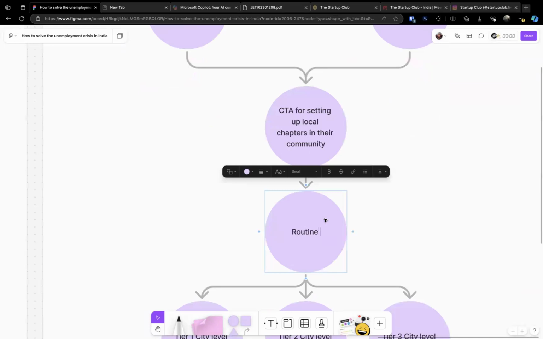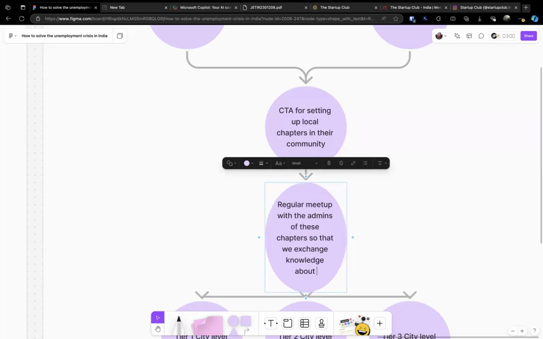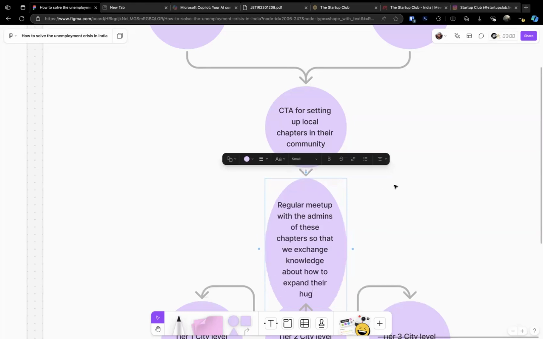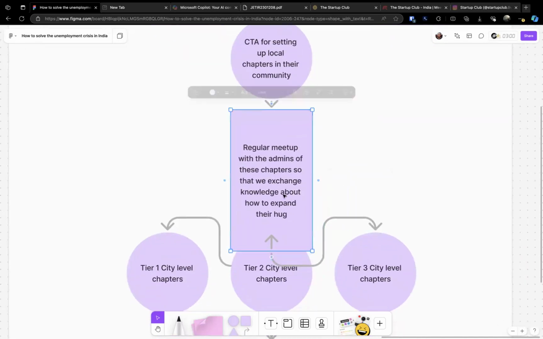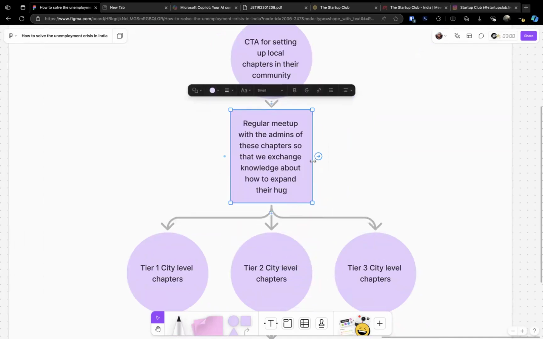After you do this, you also have to have a routine or regular meetup with the admins of these chapters, so that we exchange knowledge about how to expand their hub. Actually, one of the reasons why we think this is very valuable is that if you think about it, these hubs are actually mini startups on their own.